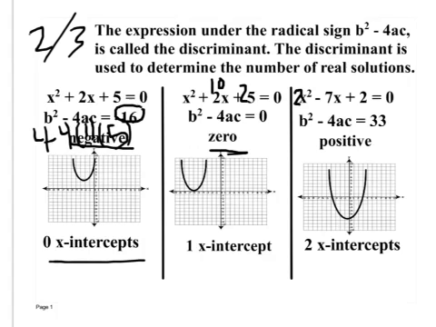Yeah. I copied the formula over and I was supposed to change it.